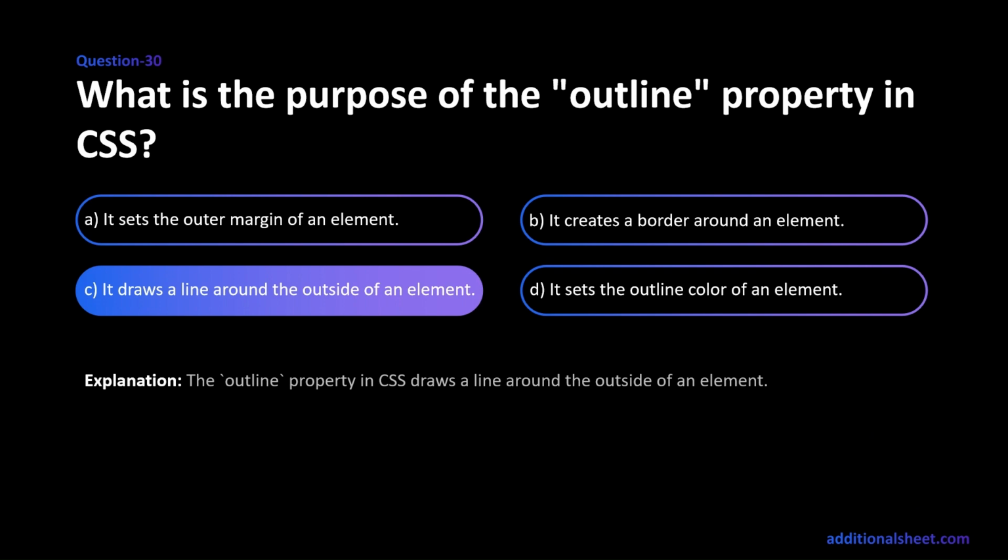Correct answer is option C. The outline property in CSS draws a line around the outside of an element.